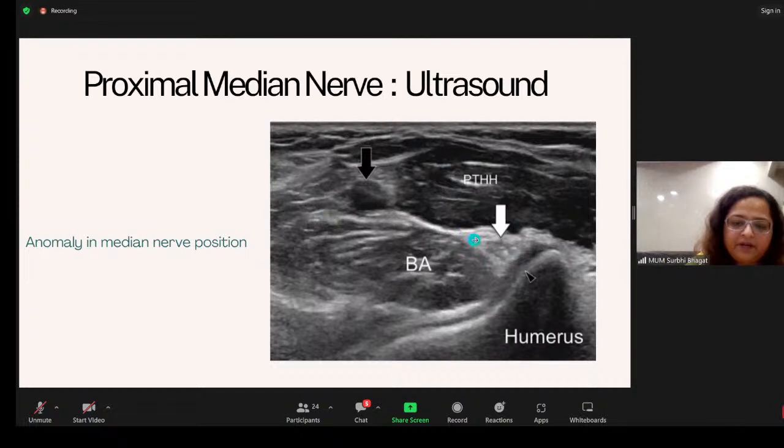Anomaly can be there in the median nerve. It can be away from the normal position. So this is right near the elbow crease, you can see. Every time you do the elbow movement, this nerve will get affected and is a potential site for entrapment and neuropathy.